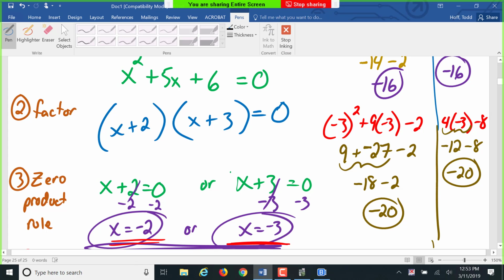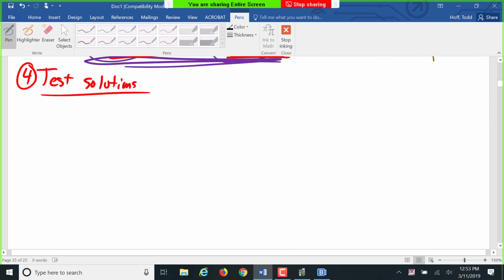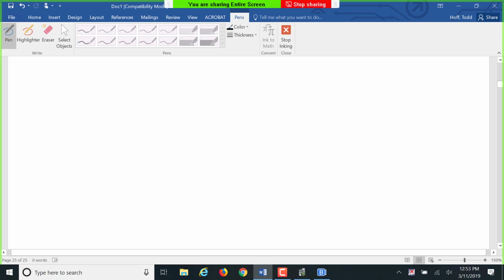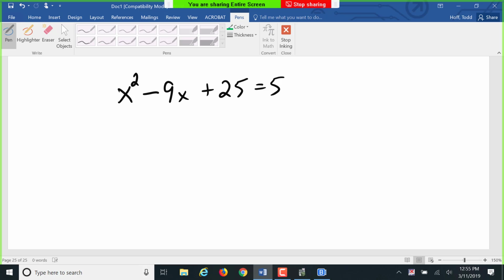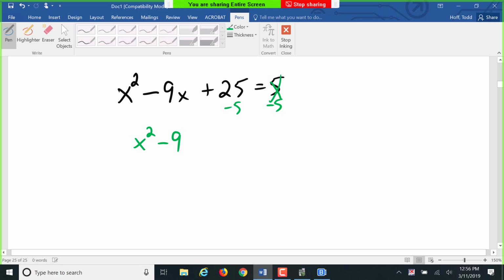Any questions? Okay, so I'm going to have you guys try one here. X squared minus 9x plus 25 equals 5. I'm going to give you about 3 minutes to work on that. So what's our first step here? Yeah, we have to get it equal to 0. The x squared is positive over here, so we're going to subtract 5. So what's that give us? X squared minus 9x plus 20 equals 0.